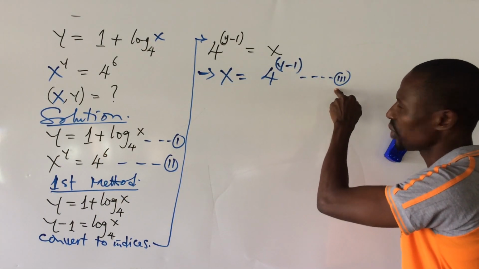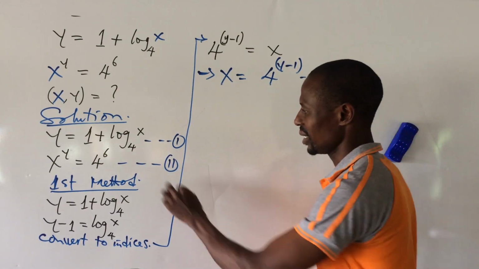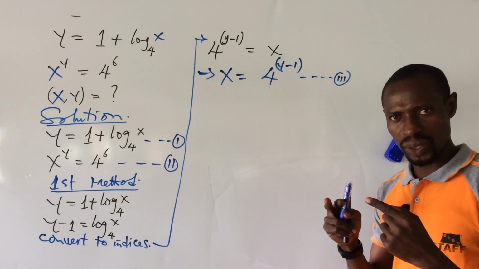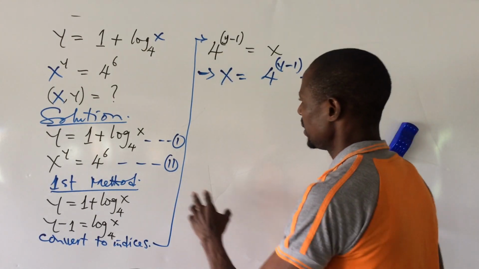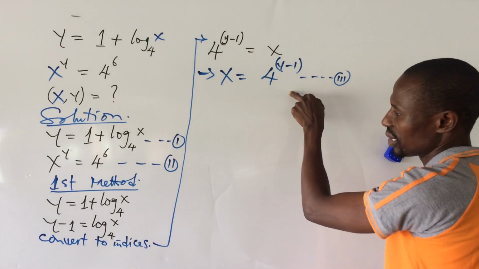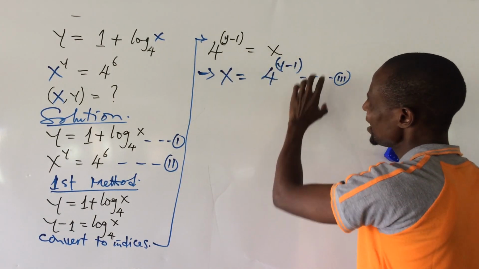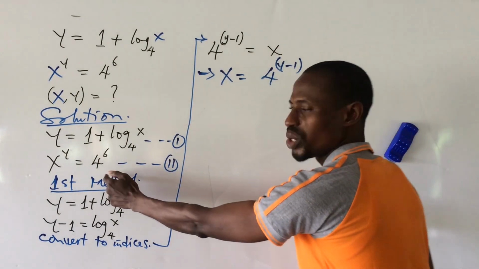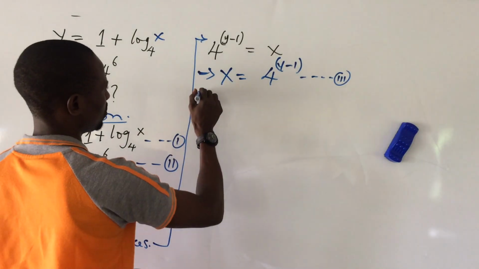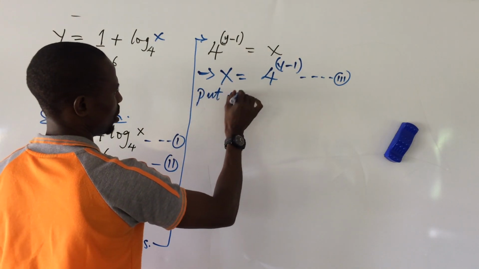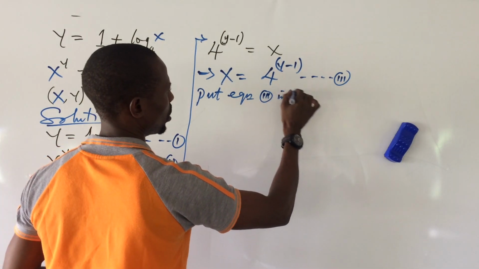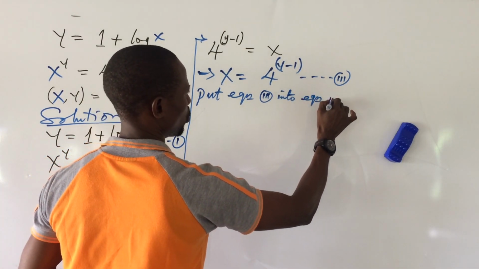If you look at equation 3 and take a look at equation 2, you can see that there's a relationship between both of them now. We have x to the power of y, and we are having x equal to this. So we can substitute equation 3 into equation 2. Exactly. So now let's put equation 3 into equation 2.